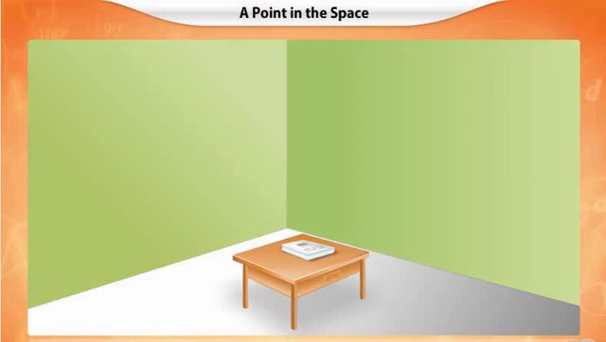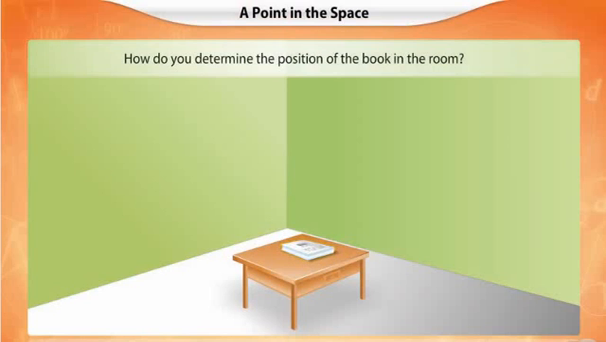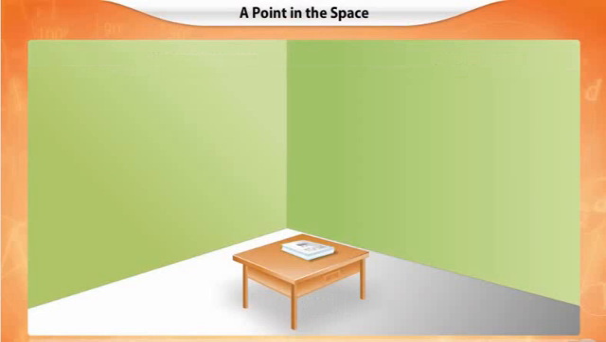In a room, consider that there is a book placed on a table. How can we determine the position of the book in the room? Let us assume the position of the book in the room as P.